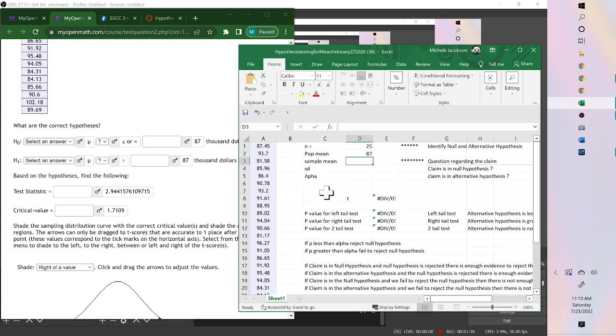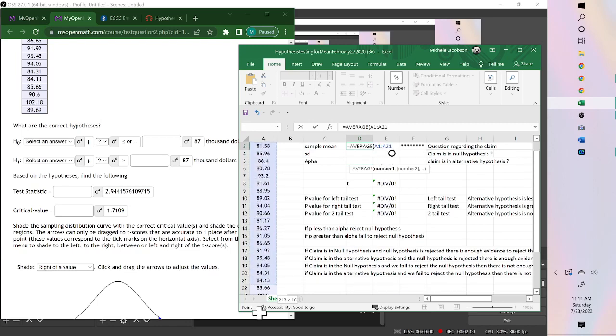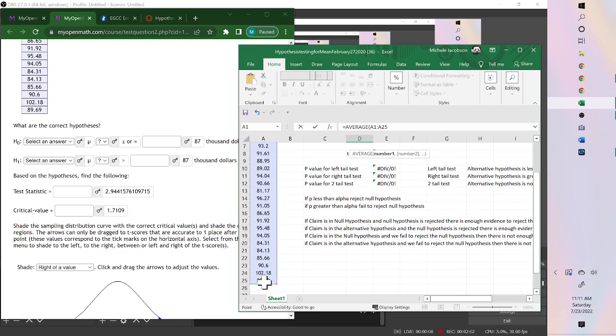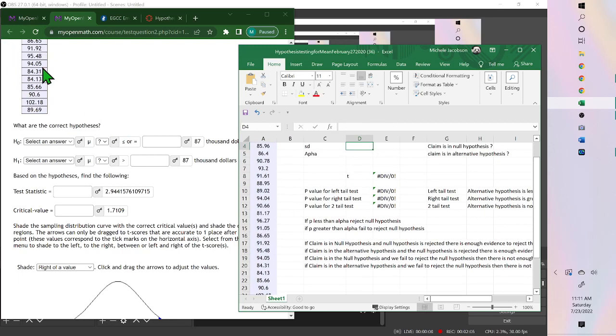Now, sample mean and standard deviation wasn't given to us. They gave us the data. Therefore, you have to find it. Using Excel, you put an equal sign, and instead of mean, it's average, another word for mean. Double click it, and then highlight your data. I've already typed the data in that was given here.